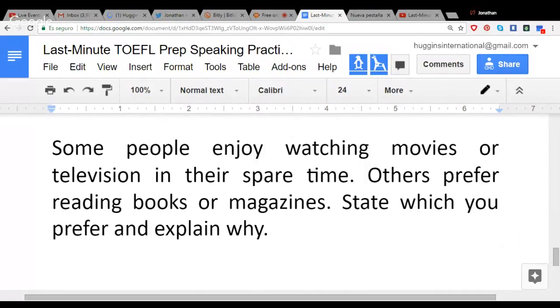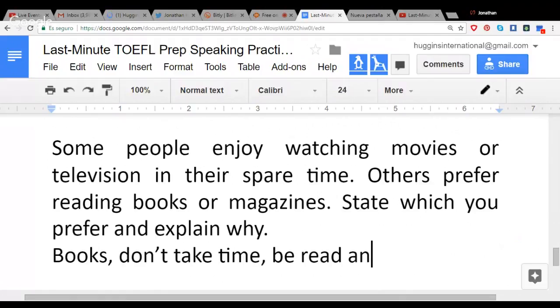But okay, so this next one: some people enjoy watching movies or television in their spare time. Others prefer reading books or magazines. State which you prefer, and why. Okay, last. Give myself 15 seconds. Start. So I'm going to say books. They don't take much time. They can be read anywhere, anytime.